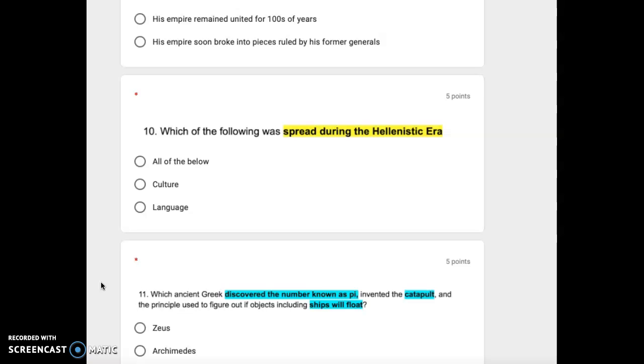Number 10. Which of the following was spread during the Hellenistic era? All of the below, which is culture and language.